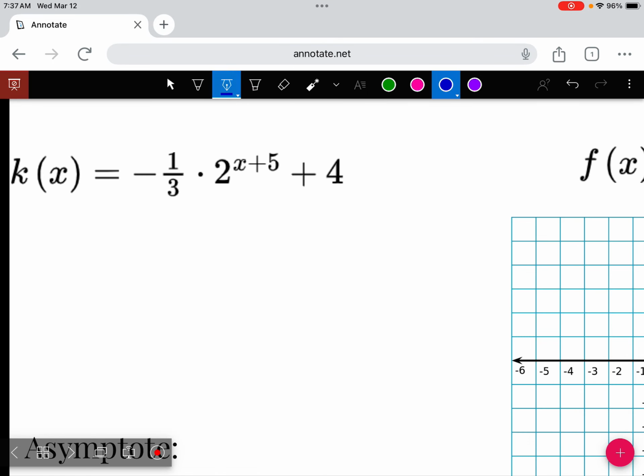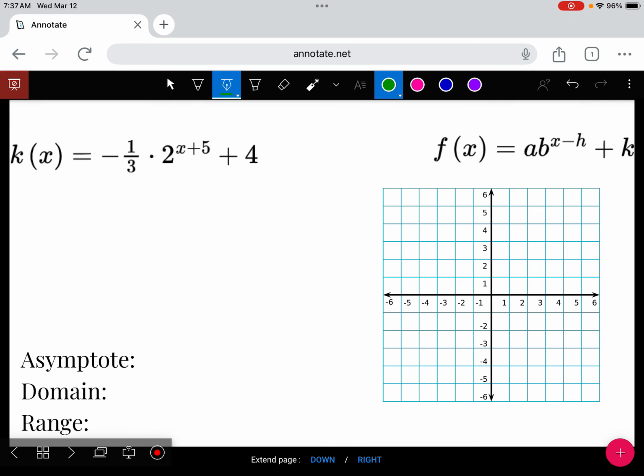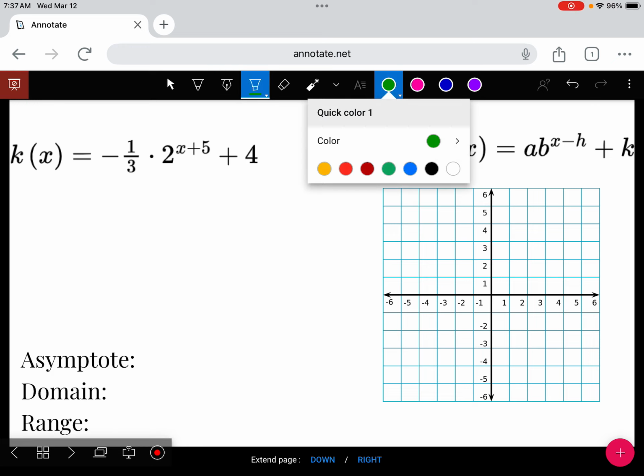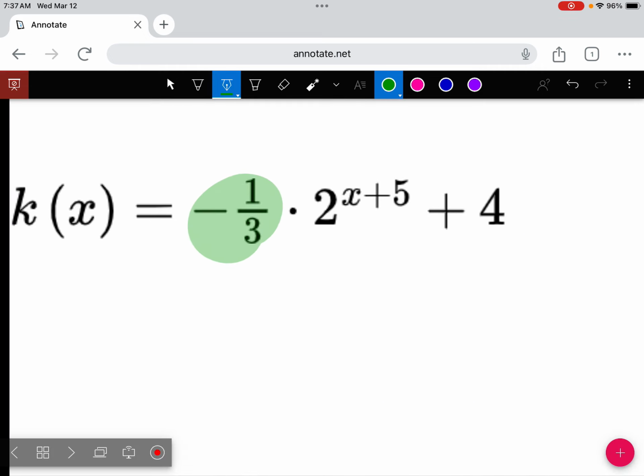So when we get things like this, start with identifying our pieces. What's our A, our B, our H, our K? What do we see? Our A is that -1/3. What is an A of -1/3 going to do? It's going to be compressed and flipped. It's going to reflect over our x-axis. That negative is going to make things flip. It doesn't change how we do it, but it is going to make things look different.